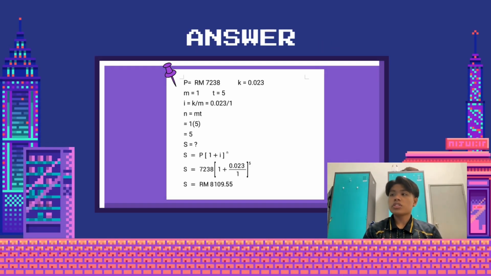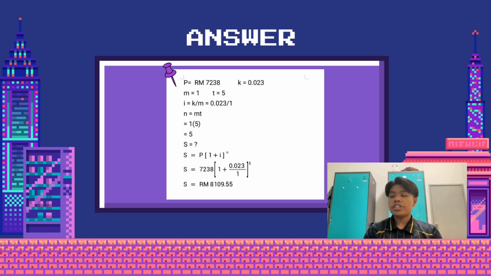For the first one, we have our P, which is 7,238 ringgit. Our K is 0.023. Our M is 1. Our T is 5 years. For our i, we use the formula i equals K over M, which is 0.023 over 1. For our n, we use the formula n equals M times T, which is 1 times 5. In this question, we need to find our S, which is the future value.